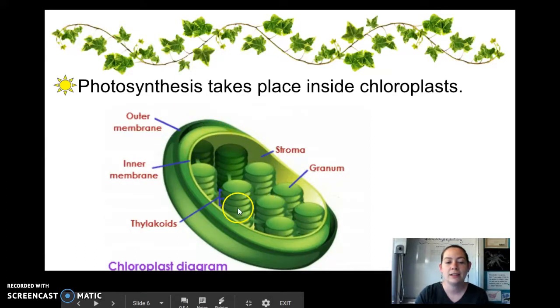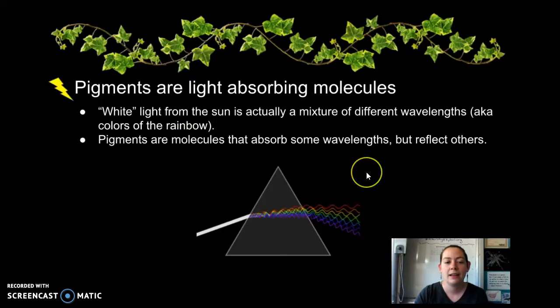Now you'll notice the color of this guy, it's green. And we're about to find out why that is. But first let's take a step back and say, well, what makes things colored in the first place? So things that are colored have molecules called pigments. A pigment is a light-absorbing molecule. That means it absorbs light, but not all of light.